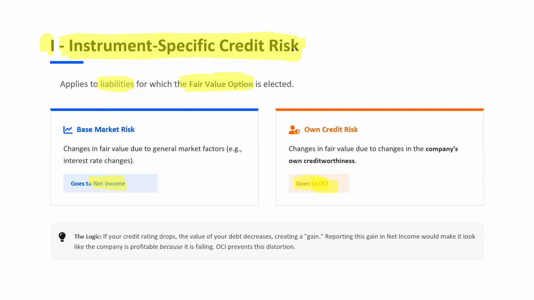Okay, each year when we have our liabilities, we need to calculate the changes and how they are going to affect our equity. So, if the change is based on the base market risk, what I mean by that is the interest rates increased or dropped, so based on it, how much we owe increased or decreased basically. If that happens, it goes to net income. It's straightforward. You may remember, you calculate the interest expense and the differences, it goes to net income.